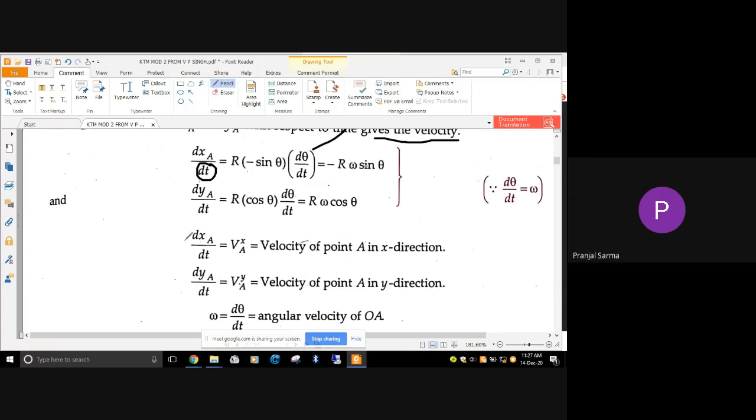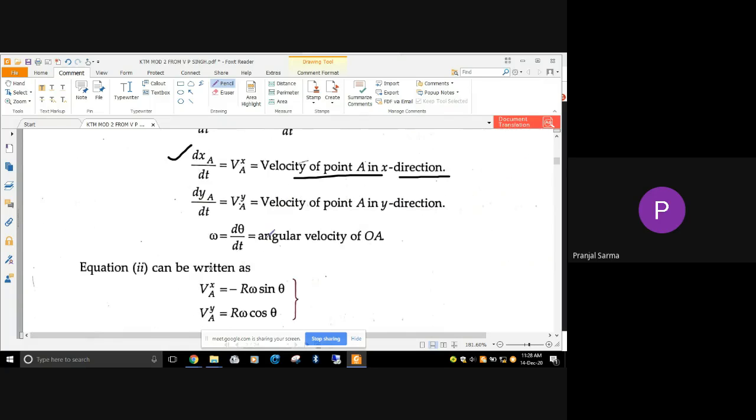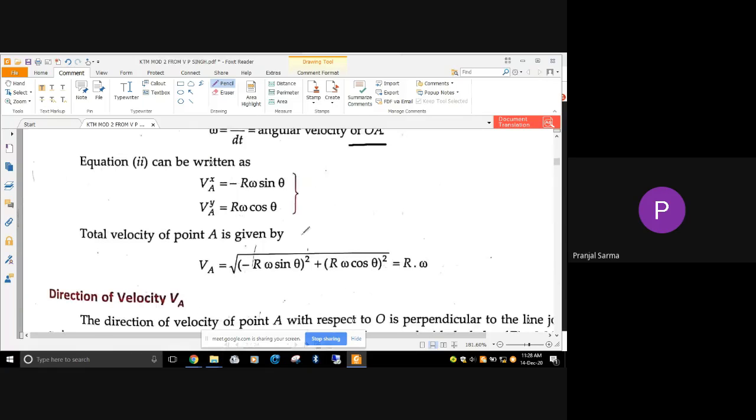Now this gives you the velocity of point A in the x direction. We write it as V A superscript x, the absolute velocity kind of thing. Similarly, dy a dt is the velocity of point A in the y direction, V A superscript y. And omega we already know is the angular velocity of OA, that is the link. So from here, what can we get? The total velocity can be obtained as the root of the sum of the squares of these velocities, because they are orthogonal in direction.